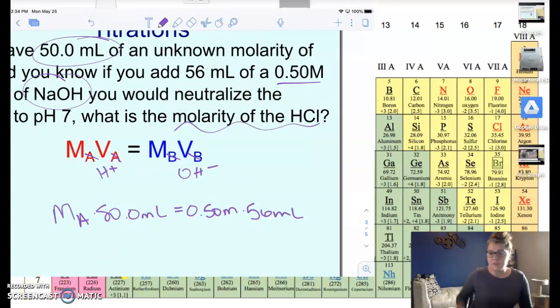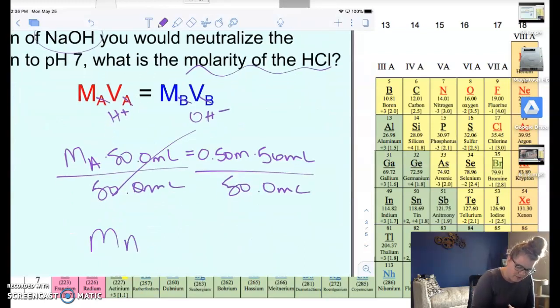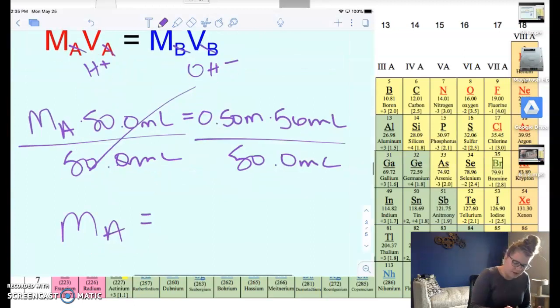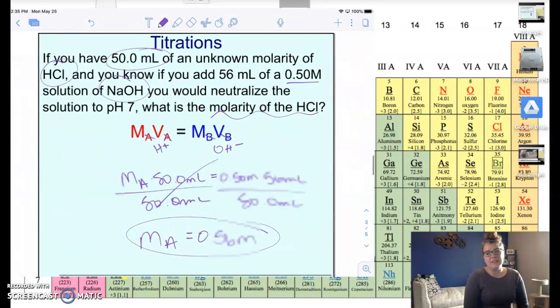So now we can go ahead and solve for the molarity of that acid. If I divide by 50 milliliters on this side, I can solve for the molarity of that acid. So I'm getting 0.5 times 56 divided by 50. Looks like I get 2 sig figs here. I'm getting 0.56 molar. So that would be the molarity of my unknown acid if I titrated with that known amount of base.